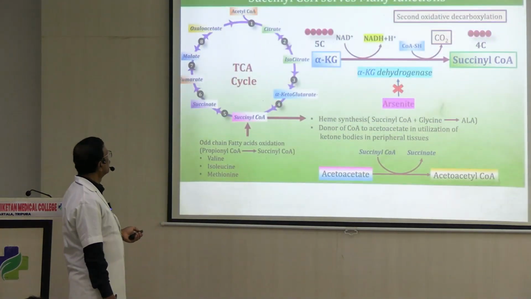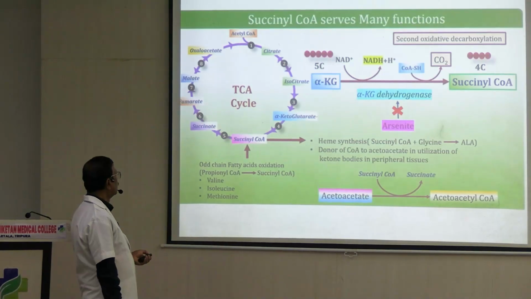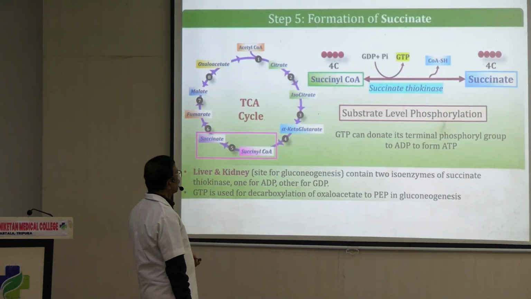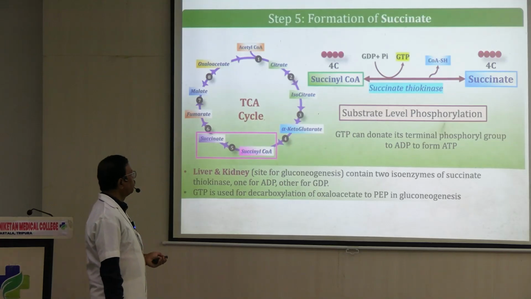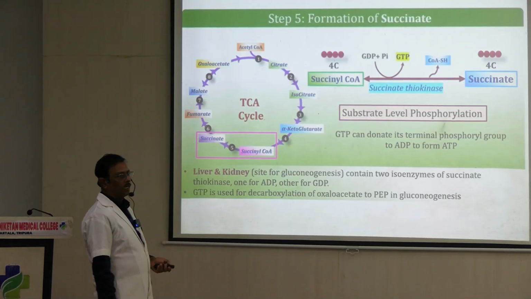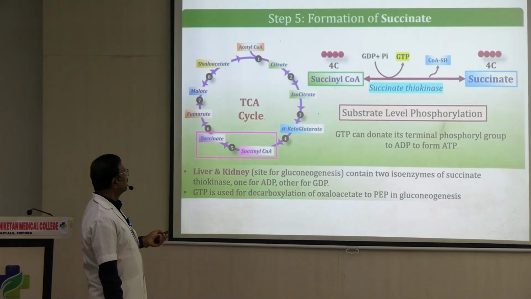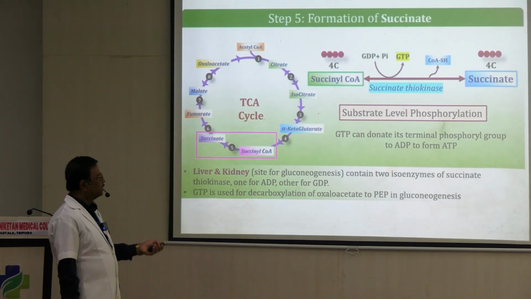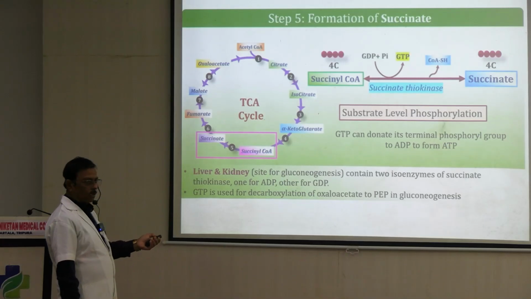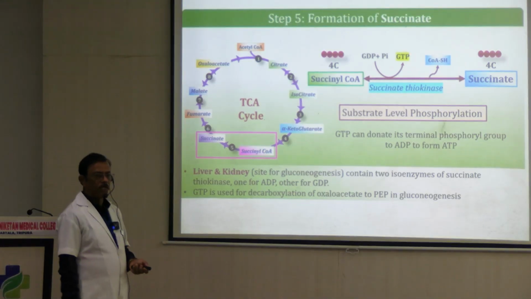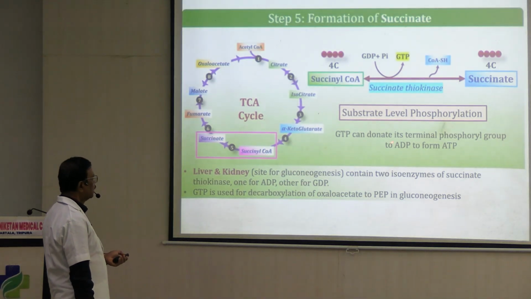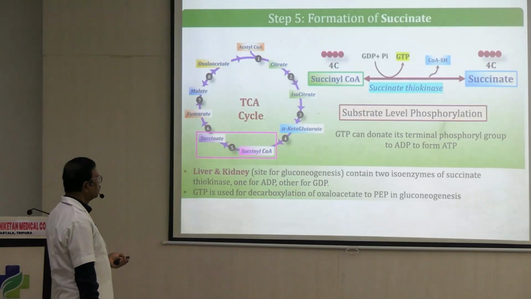This will come afterwards. Then succinyl-CoA, with the help of succinate thiokinase, forms succinate. Here, a substrate level phosphorylation occurs and GTP is produced. Afterwards, this GTP is converted into ATP. GTP can donate its terminal phosphoryl group to ADP to form ATP.